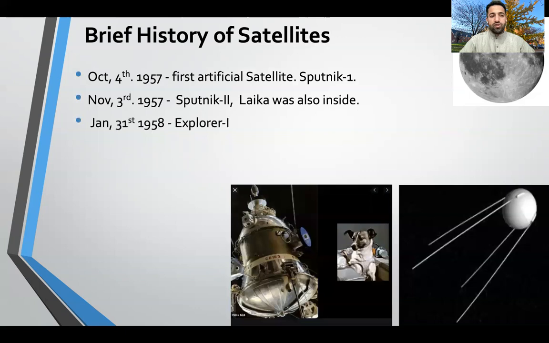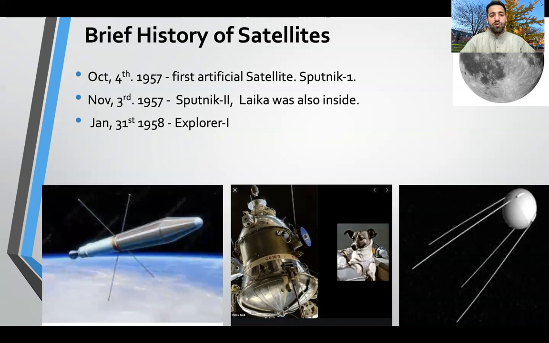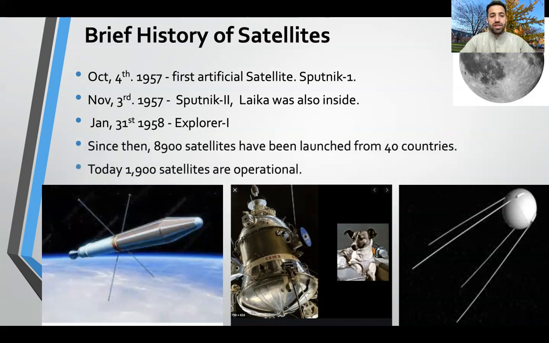So 2 months after the release of Sputnik 2, Americans launched their first satellite into space. They named it Explorer 1. This is the picture of Explorer 1. Explorer 1 was very small in size compared to Sputnik 2. Since then, 8,900 satellites have been launched from 40 different countries. Out of these 8,900 satellites, 1,900 satellites are currently operational, and the rest 700 have turned into space junk.